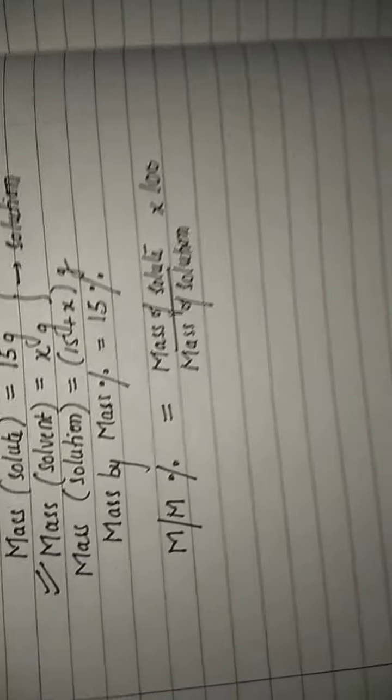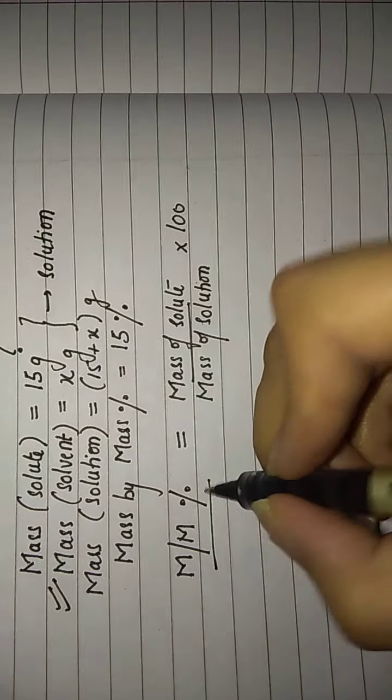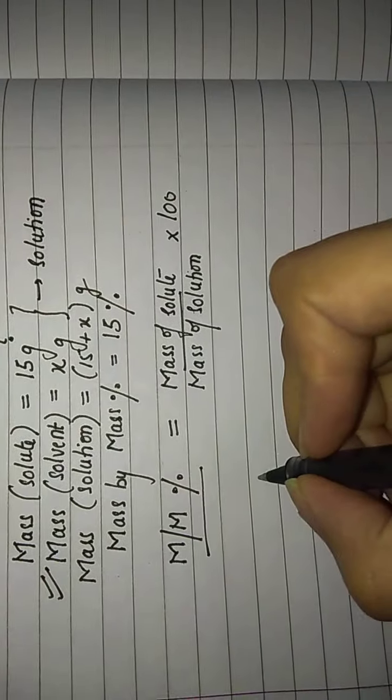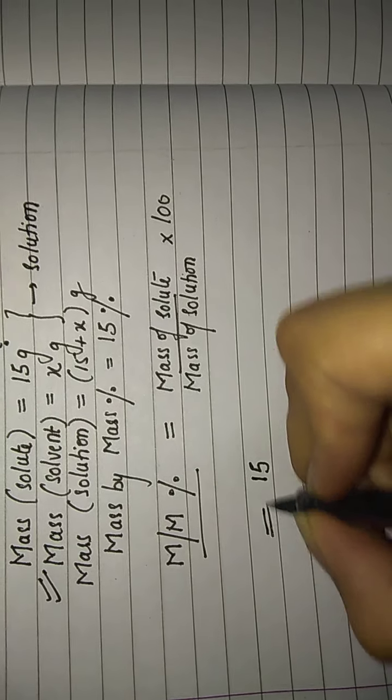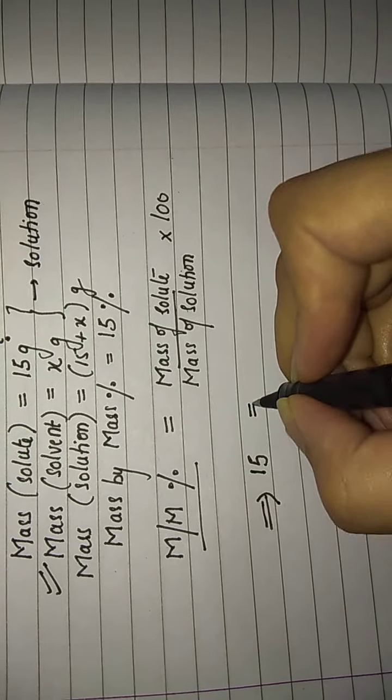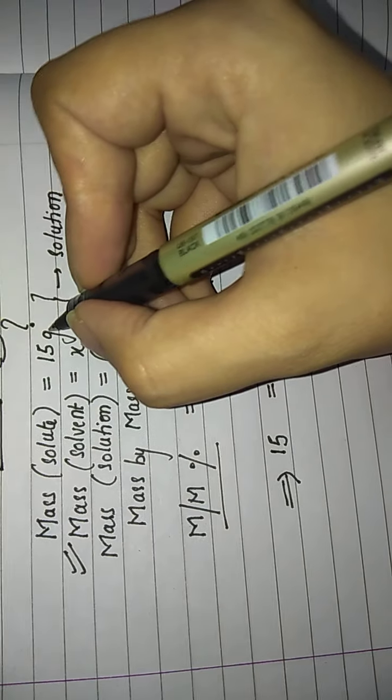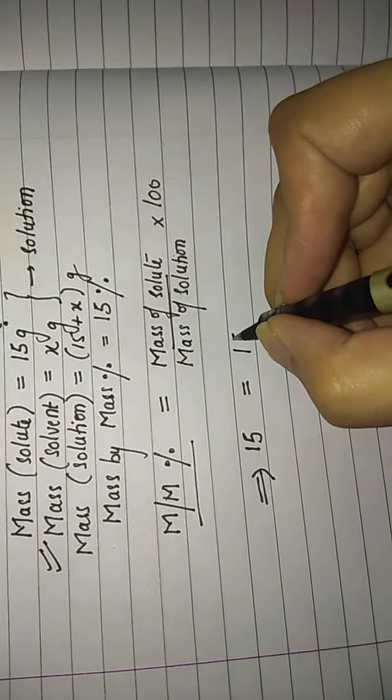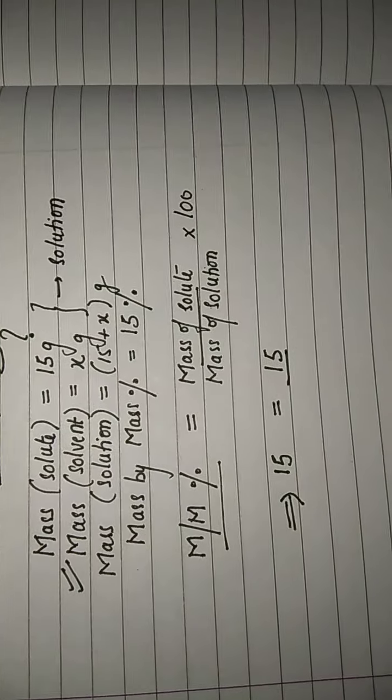Fine. Okay. Now in this question, this thing has been given to me. How much is it? It is 15. So I just substitute the values here. 15 is equal to, what is the mass of solute? Mass of solute is also 15 grams, divided by the mass of solution.